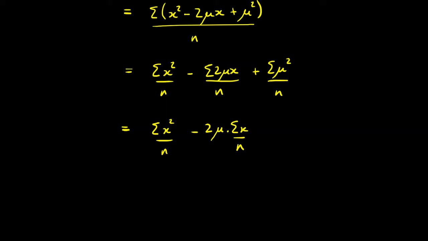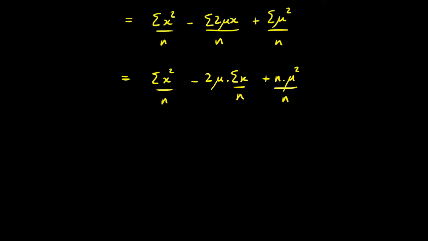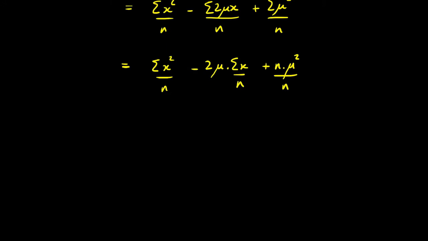And then what's going on here? Well, we've got the summation of mu squared, and mu squared is just a constant. So this summation of mu squared means we're going to do mu squared plus mu squared plus mu squared, n times. So what we end up with there is n lots of mu squared, all divided through by n. Okay, so it's looking a little bit complicated so far, but it is going to simplify.